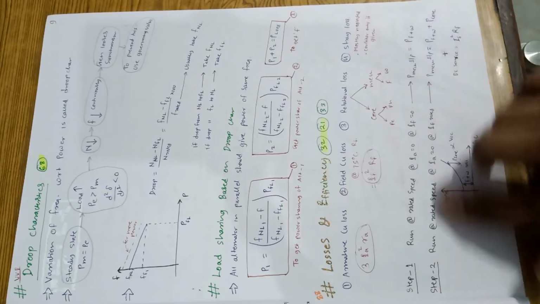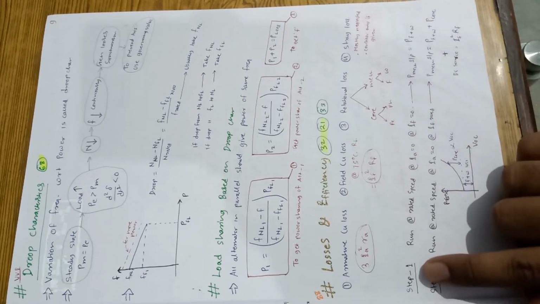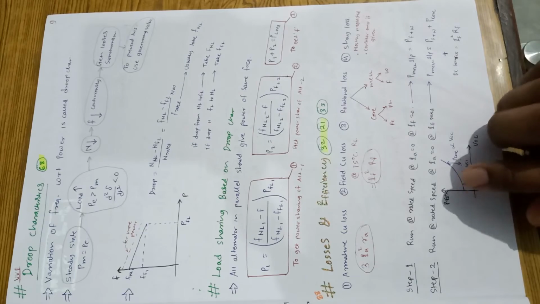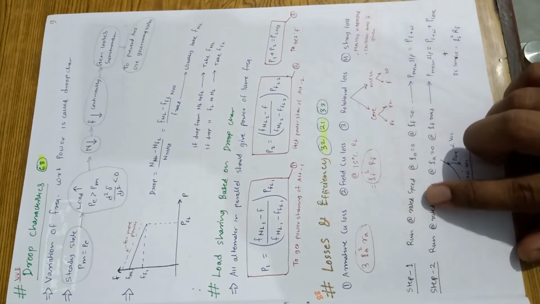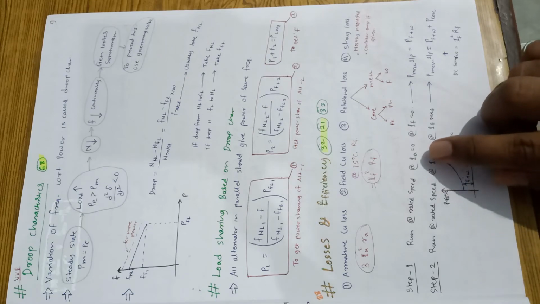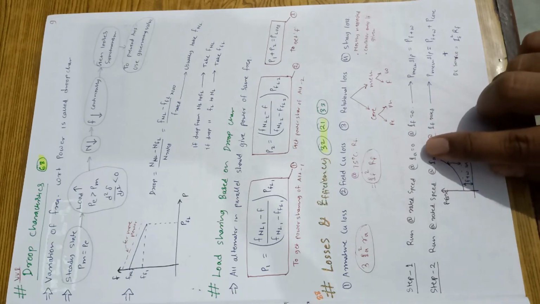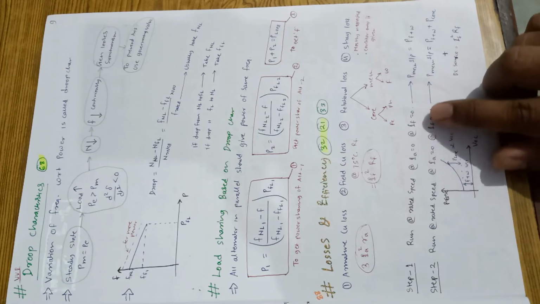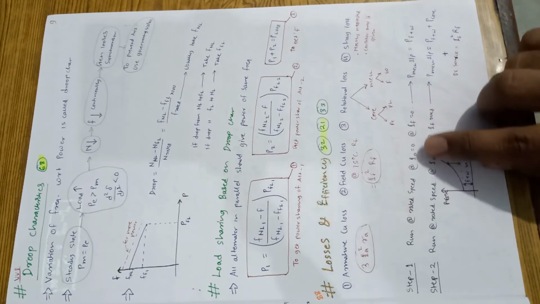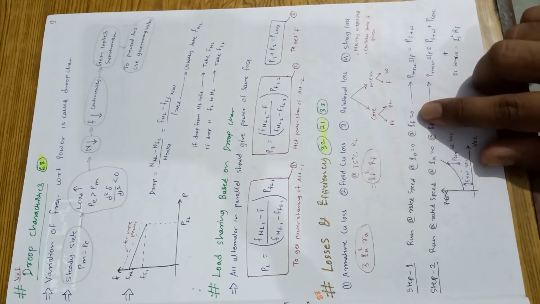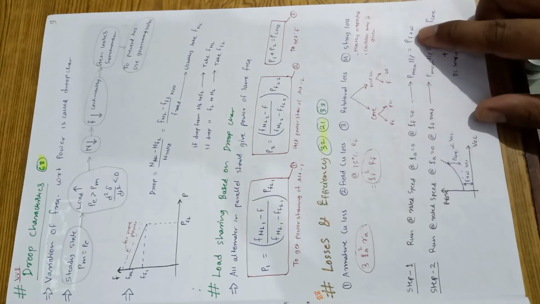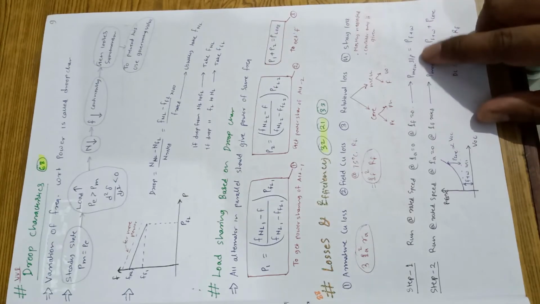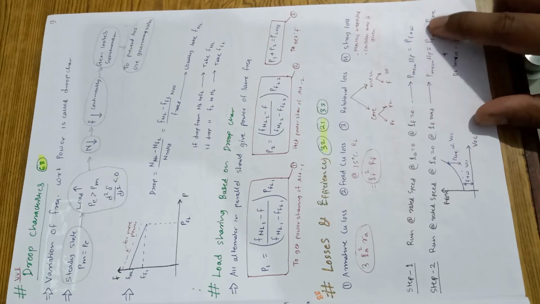To find these losses, we have the following steps. In the first step, just run the machine at rated speed without connecting any load and without giving excitation. Whatever mechanical power input we are giving, that is the friction and windage loss.